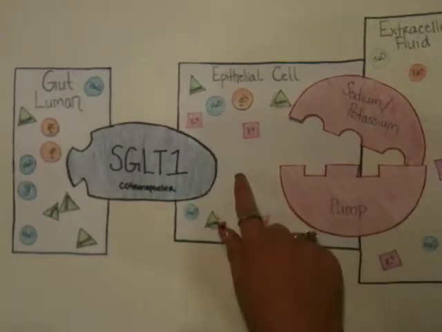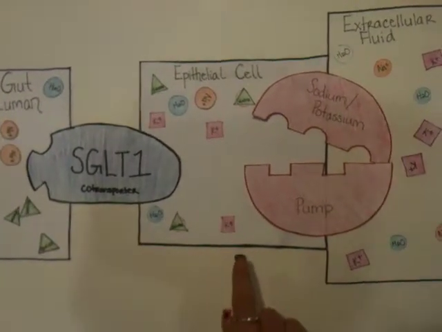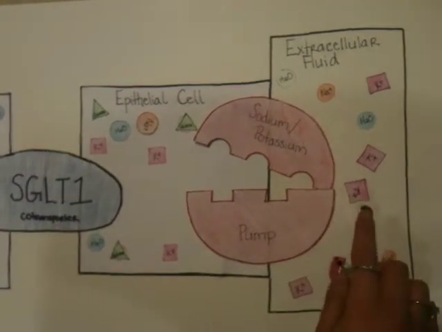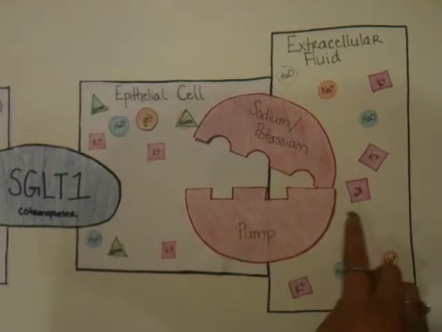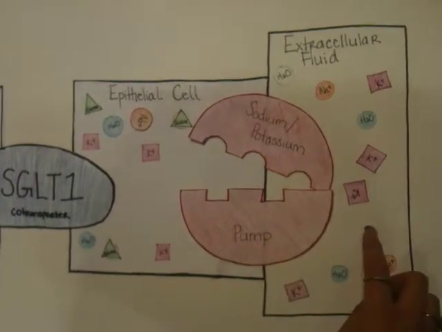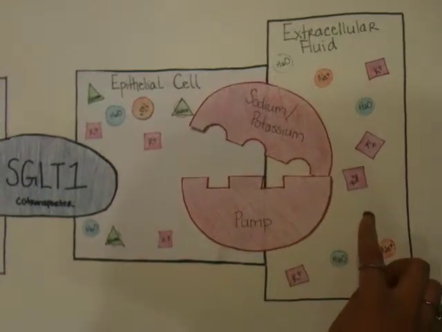Within the epithelial cell, we have potassium, water, and glucose. It is low in sodium concentration. Connected to the epithelial cell is the extracellular fluid by the sodium-potassium pump. In the extracellular fluid, we have sodium, water, and potassium.